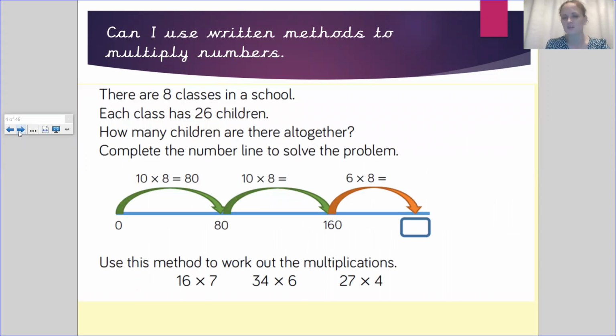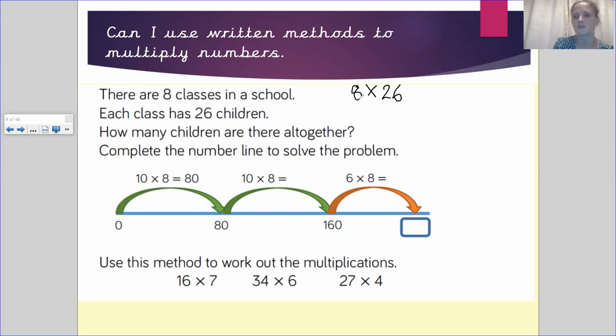Again, we're using written methods to work out our multiplication questions. This one is looking at using a number line. So there are 8 classes in school. Each class has 26 children. How many children are there altogether? So what this question is asking you is the following. It says 8 classes with 26 students in each class. How many children are there altogether? So it's actually asking us 8 times 26.